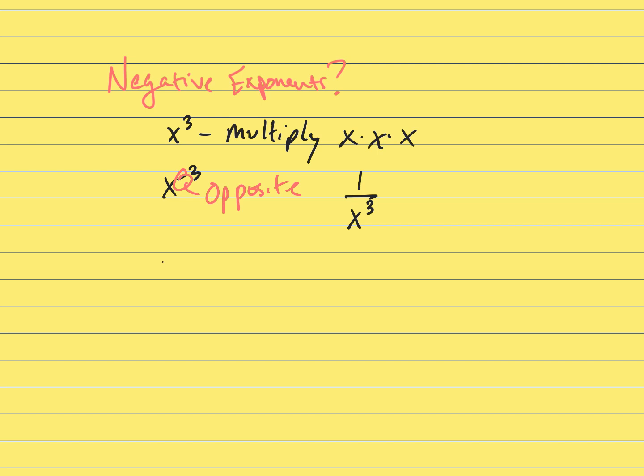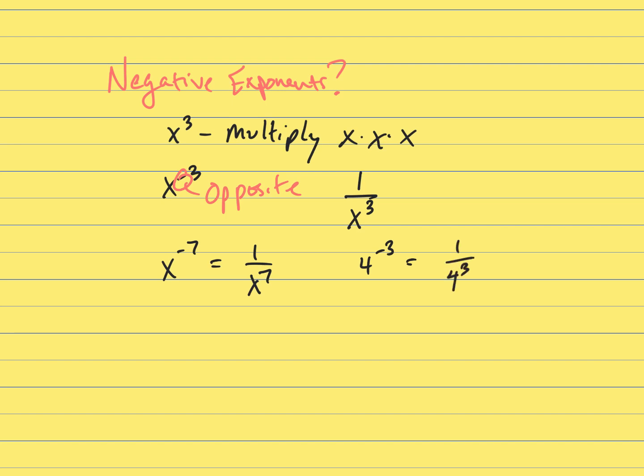If you have x to the negative 7th, that is the same as dividing by x 7 times. Notice now it's a positive exponent because we're just dividing by an x each time. If you have 4 raised to the negative third, that is the same as 1 over 4 cubed, dividing by 4 3 times.